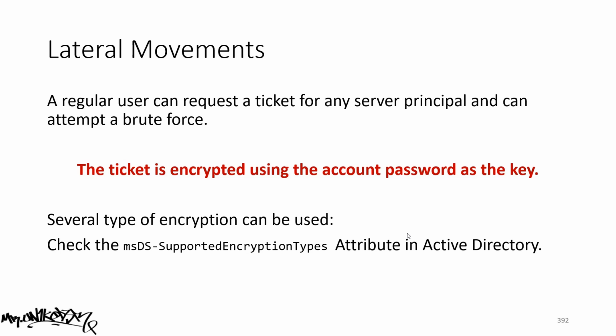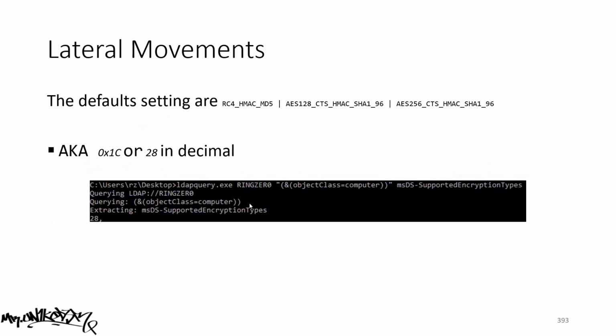A regular user can request a ticket for any service principal and can attempt a brute force offline, so that's the beauty of it. The tickets are encrypted using the account password as the key. If you're curious to know which one is the default, you can always check the msDS-SupportedEncryptionTypes attribute in Active Directory. If it was not clear enough, there's tons of information in Active Directory LDAP. The default settings are RC4, AES128, and AES256, aka 0x1C or 28 in decimal, so you can always query that information and see what you get.